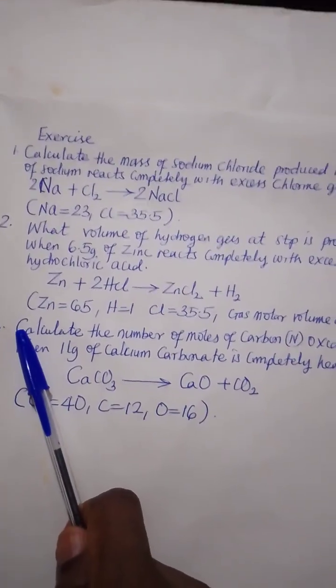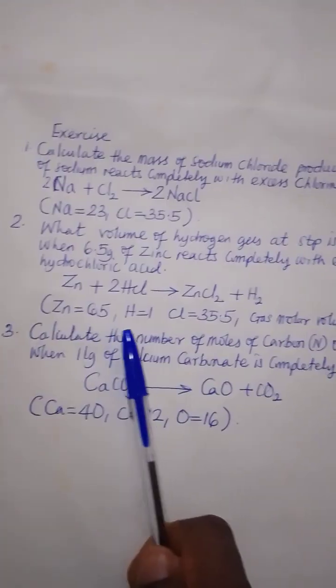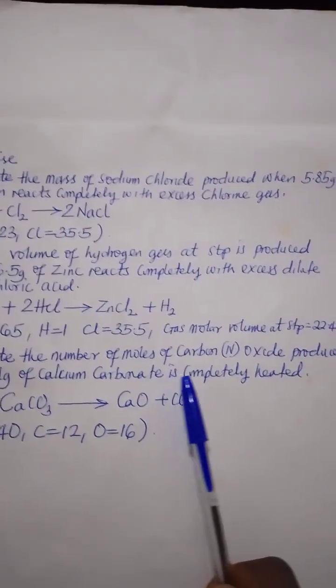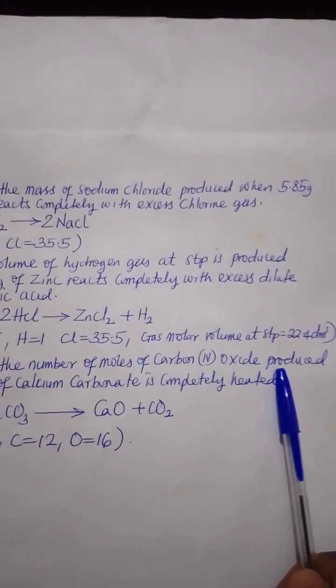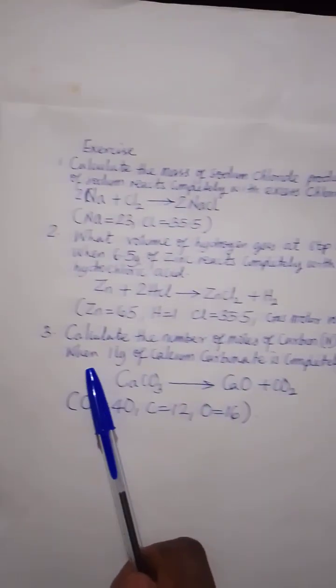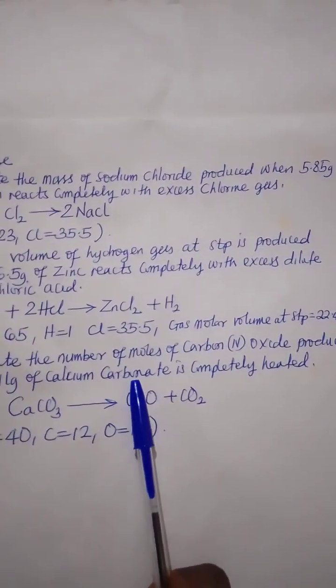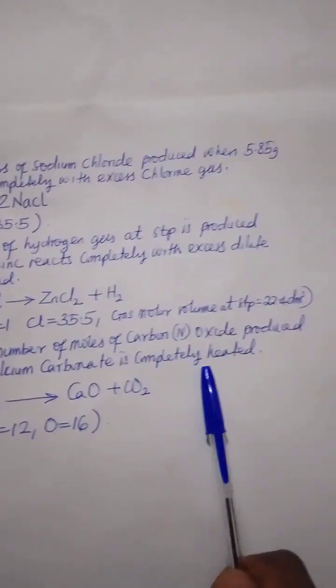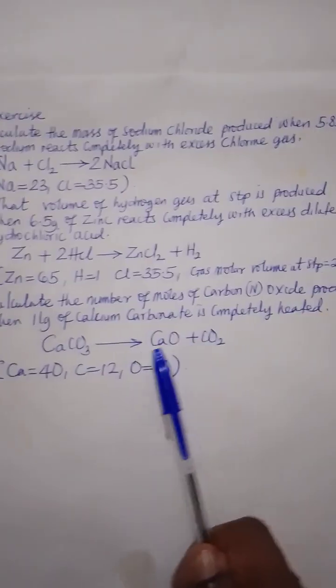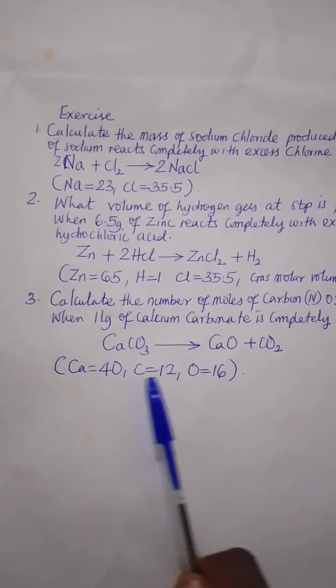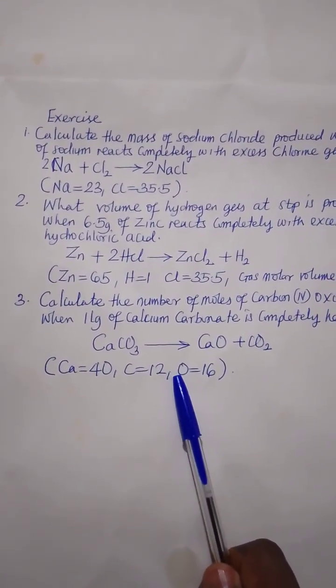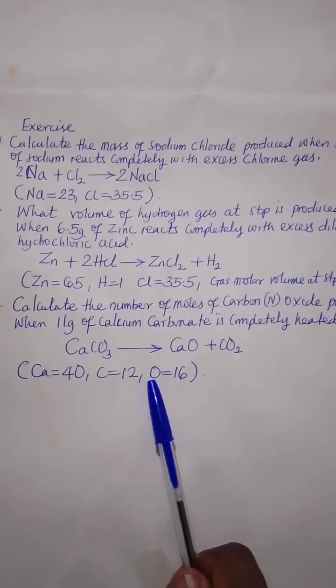Question number 3, calculate the number of moles of carbon dioxide produced when 11 gram of calcium carbonate is completely heated. So I expect you to solve this problem. We'll meet in part 3 where I will solve each of these problems.